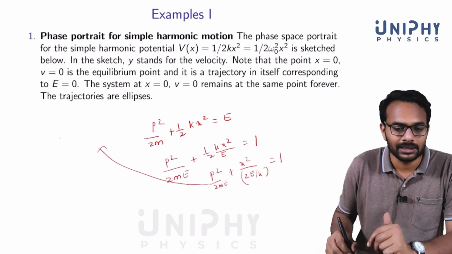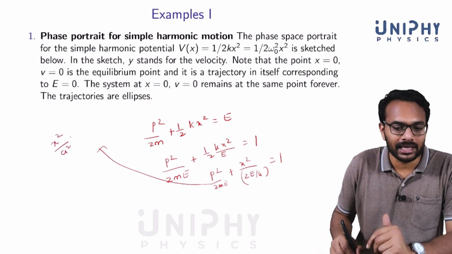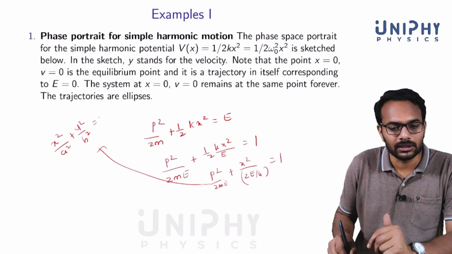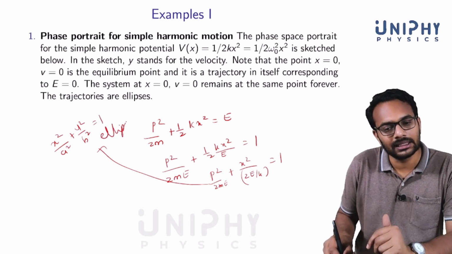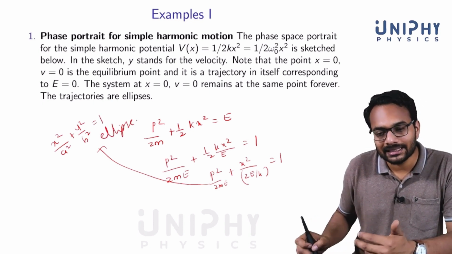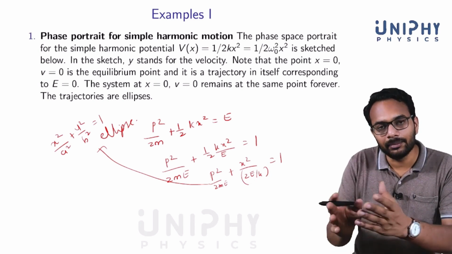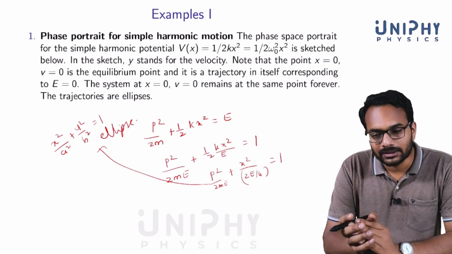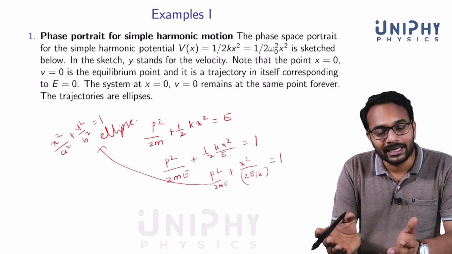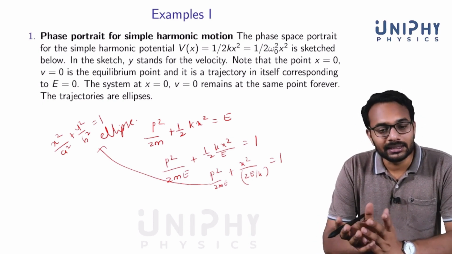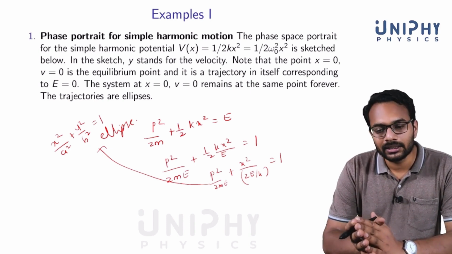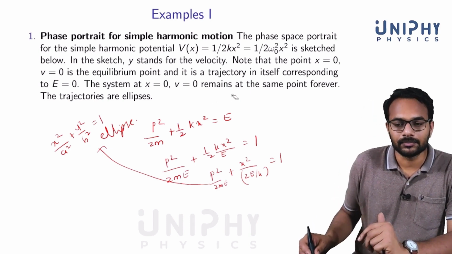What is this equation? This is of the form x squared by a squared plus y squared by b squared equal to 1, and this has to be an ellipse. So we immediately see that these are ellipses. Depending on the energy, these are ellipses with different major and minor axes. The energy determines the major and minor axes. So it's clear that this is an ellipse.